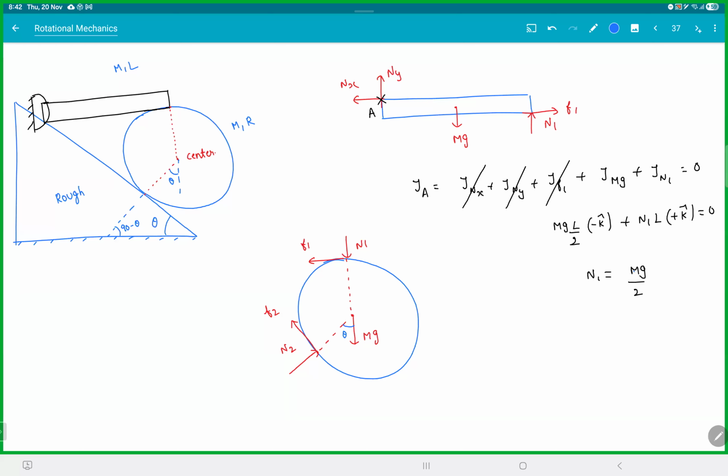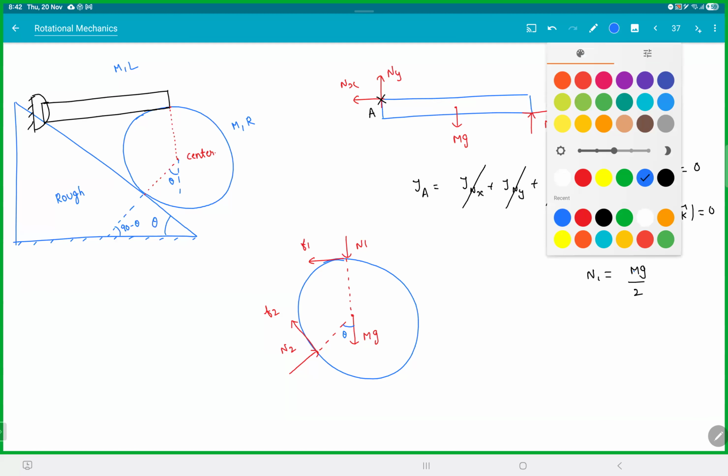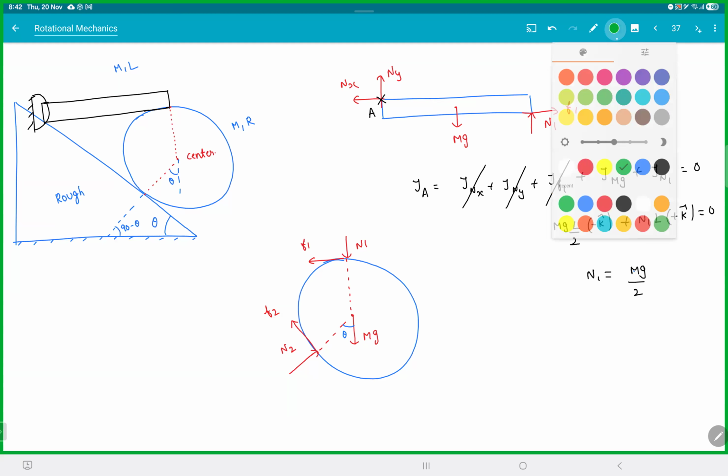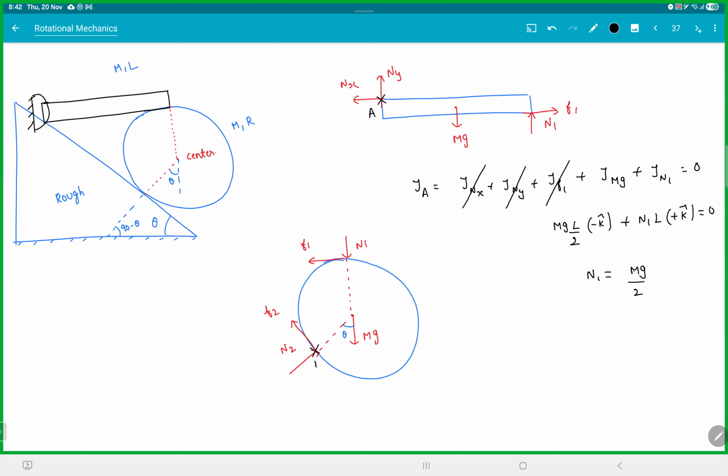I actually already know N1, right? So you can clearly see if I take torque about this point B, N2's torque will be 0, F2's torque will be 0, mg's torque I can calculate, N1's torque I can calculate because N1 I already know. That means I'll get the value of F1.